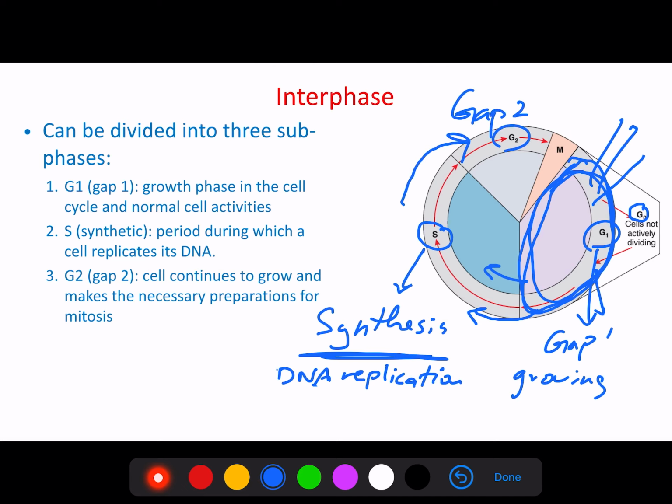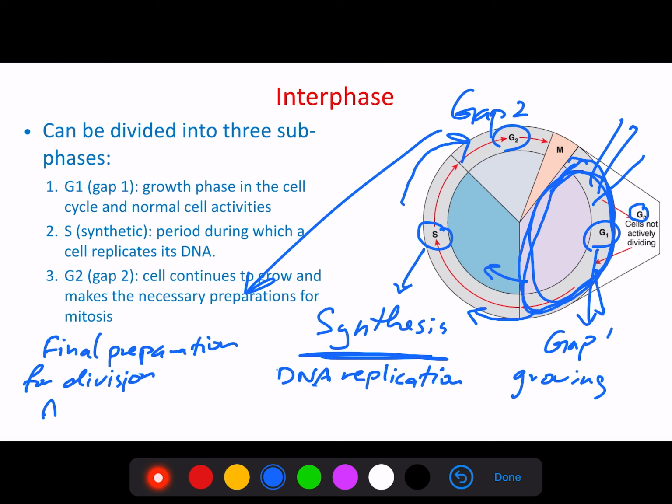And in gap 2, the cell will perform its final preparation for division. So it can make more ATPs, it will make the enzymes it needs during division, it will make the organelles that it needs during the division. Whatever the cell needs during division, it will prepare during the G2 phase. After that, the cell will move to the M phase.